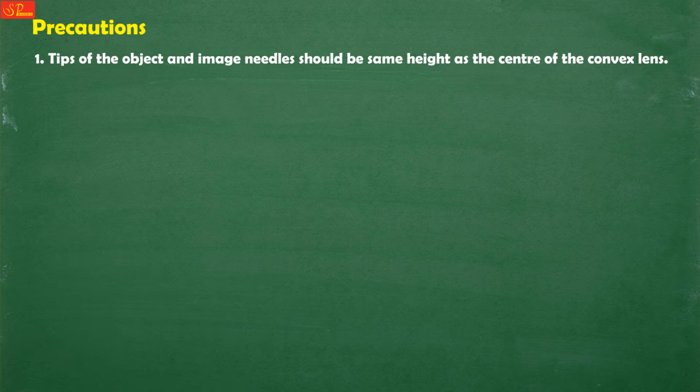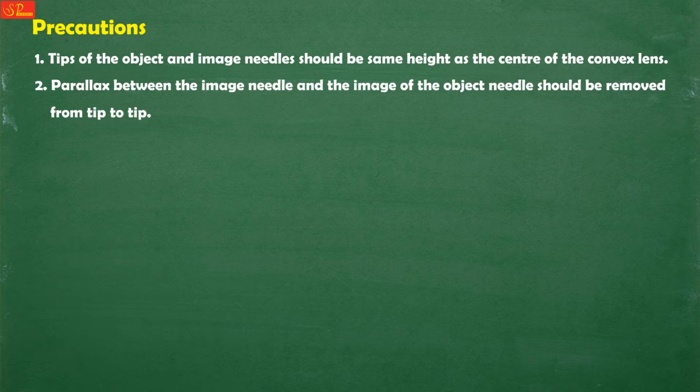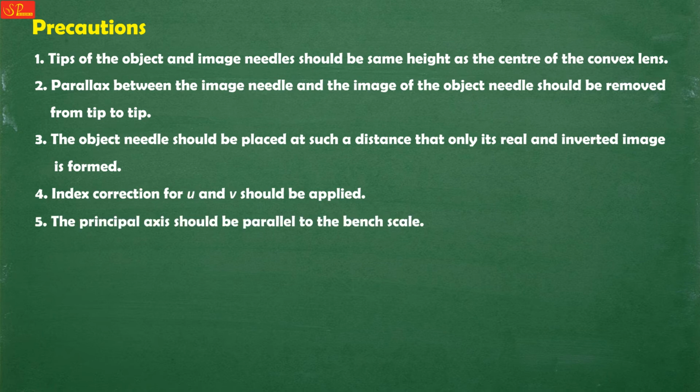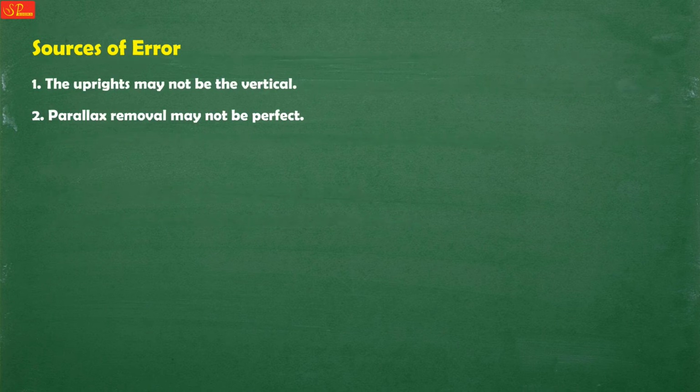Precautions. Tips of the object and image needles should be at the same height as the center of the convex lens. Parallax between the image needle and the image of the object needle should be removed from tip to tip. The object needle should be placed at such a distance that only its real and inverted image is formed. Index correction for u and v should be applied. The principal axis should be parallel to the bench scale.